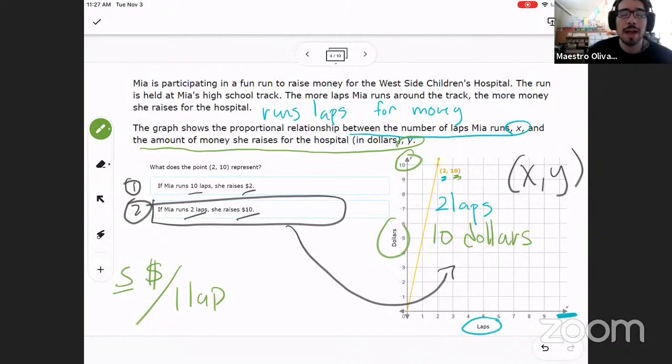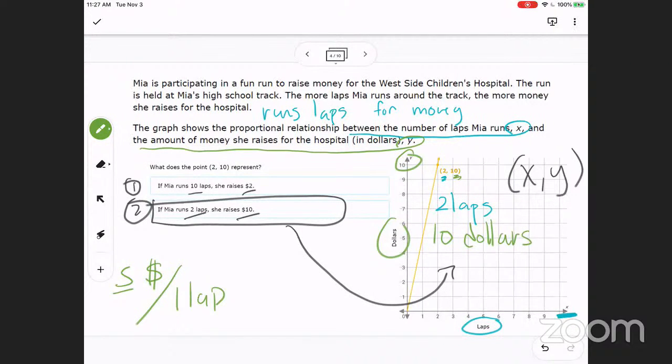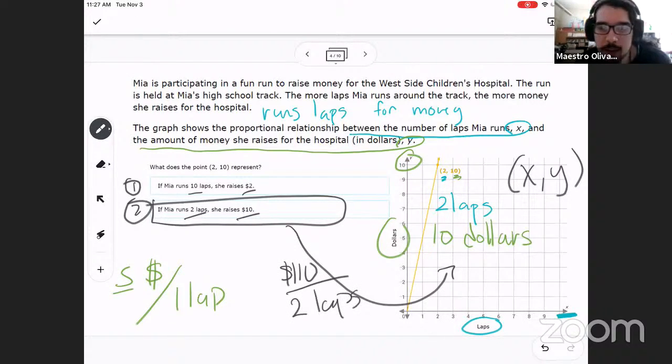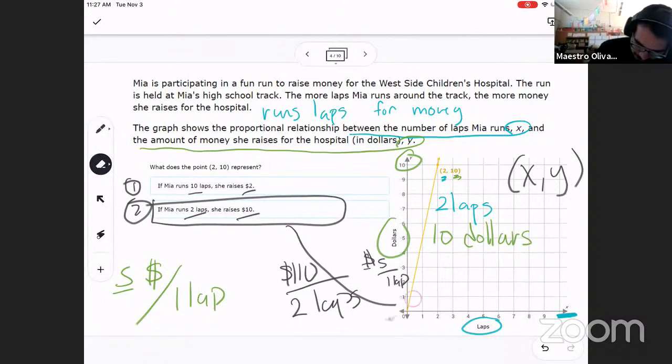What about you, Kelvin? How did you get your answer? I got 5, because you can also divide 10 and 2 equals 5. Okay, I see you. So you did $10 between 2 laps. And then I think Michelle, I saw what she wrote. They're both even, so you could cut them in half. So you get 5/1, or $5 and 1 lap. Beautiful, beautiful. Y'all are doing fantastic. Yes.